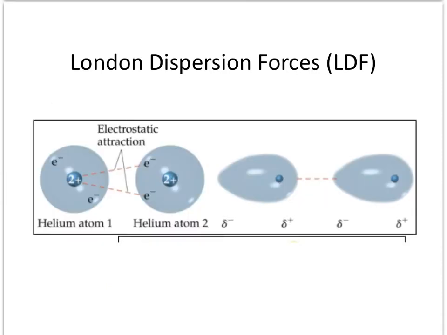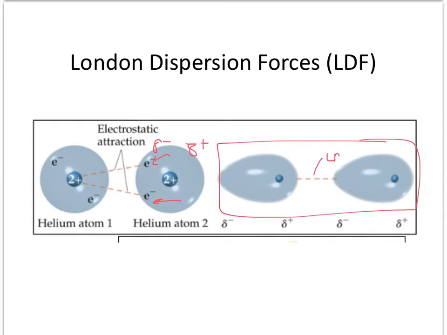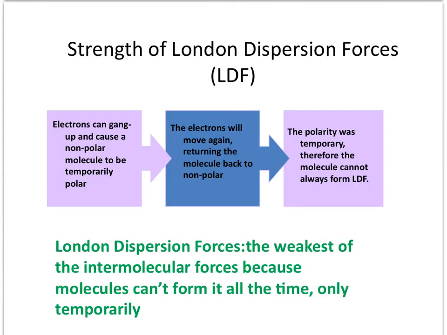Here's another diagram where we see the helium atoms with their two electrons out in the cloud, and as soon as we see the second helium atom's electrons shift over to the left, that's going to make this partially negative, partially positive, and that's going to induce a dipole, and we end up seeing this relationship over here, and that is the London dispersion force. London dispersion forces are the weakest of all the intermolecular forces because the molecules can't form the dipoles permanently. It is only a temporary dipole.